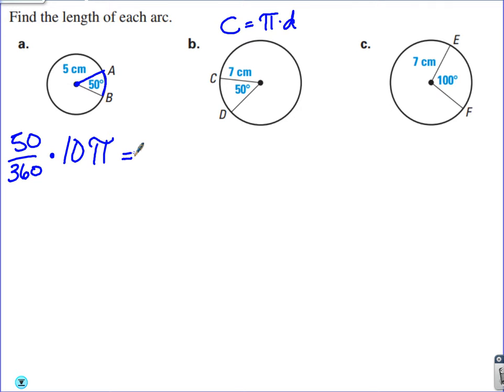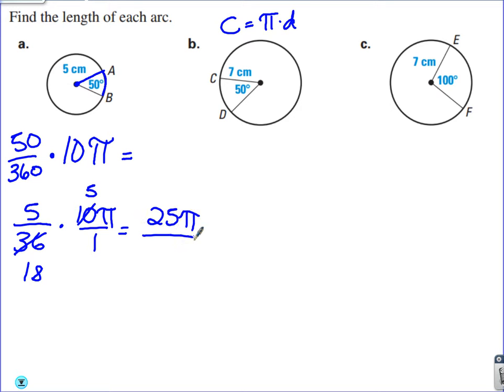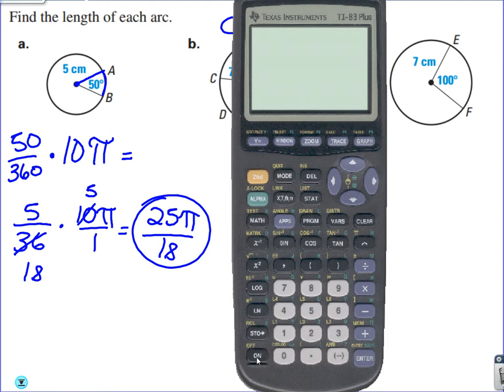I'll show you exact first. Let's see, you can always just cross off the zeros, right? That's 5 over 36. And I don't think that's going to reduce anymore. Times 10 pi. And that's going to be 50 pi. Well, actually, we could reduce that before we multiply, can't we? 36 and 10 reduces to 18 and 5, which gives you 25 pi over 18. That's the exact arc length. The approximate arc length, look how easy this is to type in. Clear? 10 pi is my entire circumference.